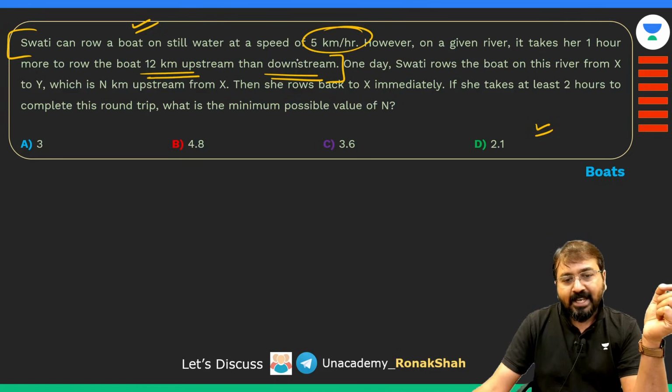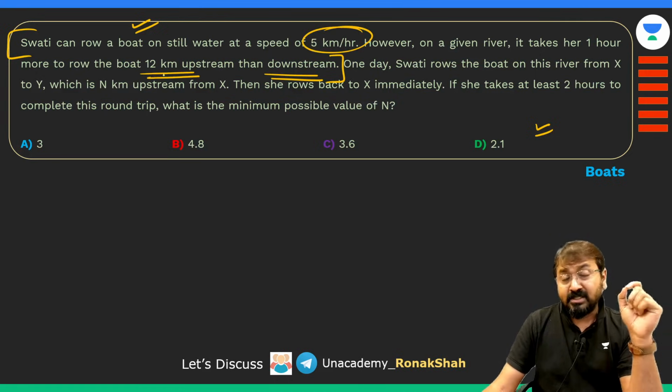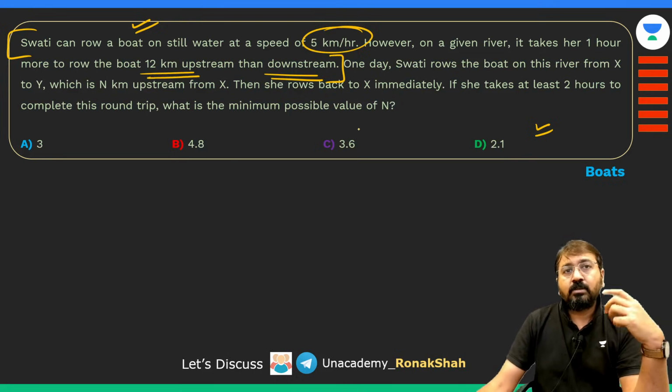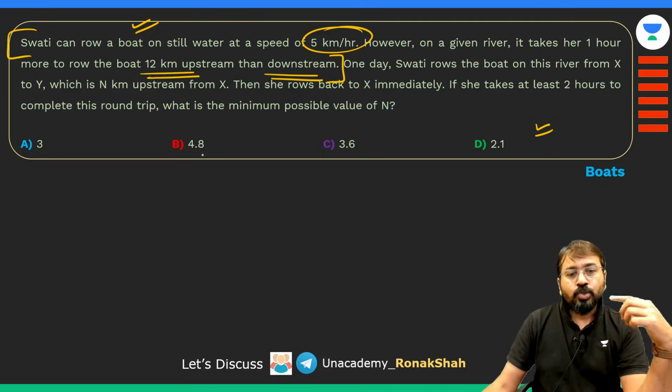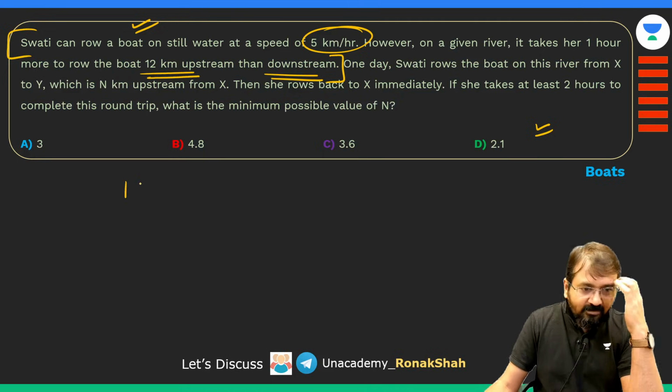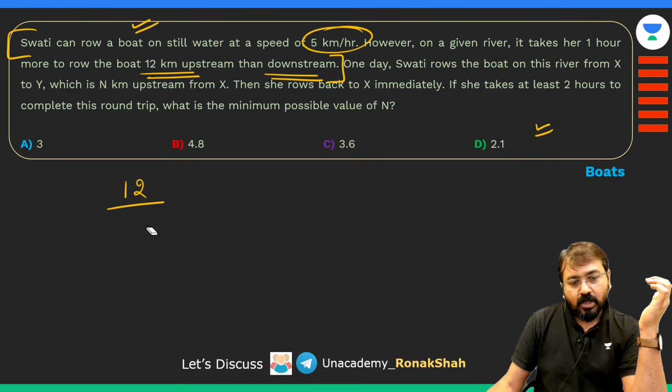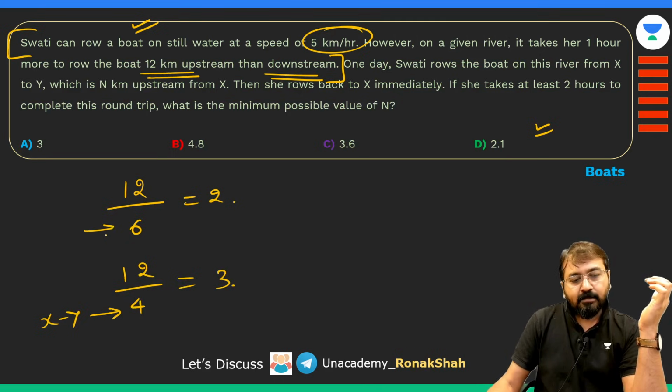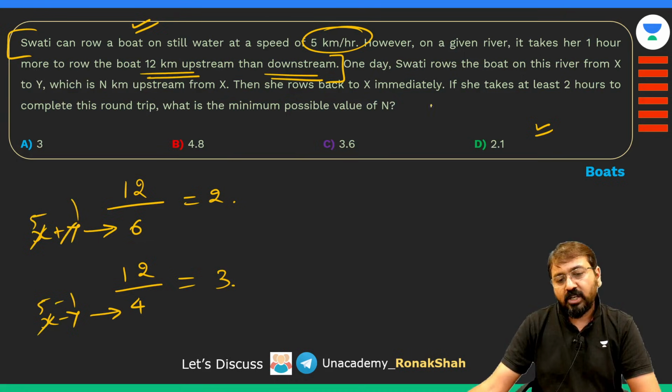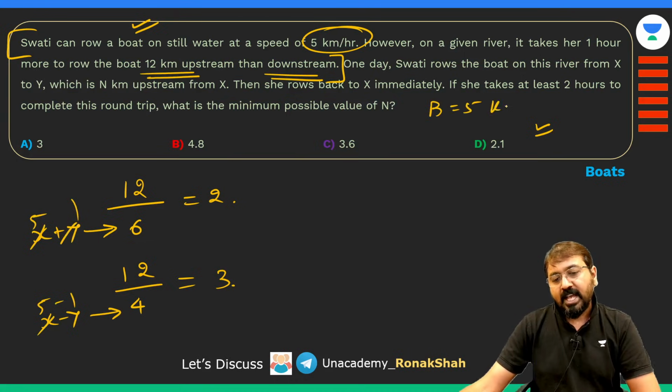The speed of boat is 5 km. The distance is 12 km, and it takes 1 hour more to travel upstream than downstream. So can I simply say that if I divide 12 by 6, I'll get 2, and if I divide 12 by 4, I'll get 3. So this should be my x minus y speed. This should be my x plus y speed. X is 5. So this has to be 1. 5 minus 1. So yes, we got the speed of boat as 5 kilometer per hour and the speed of river as 1 kilometer per hour.